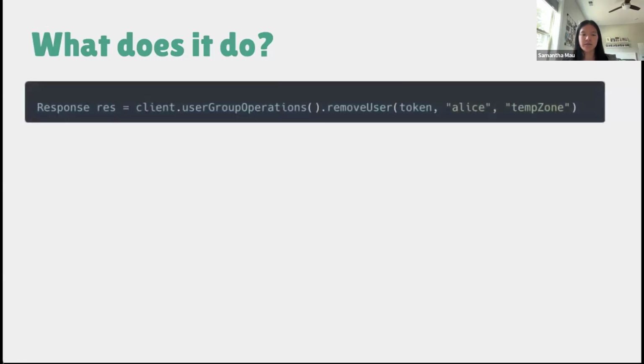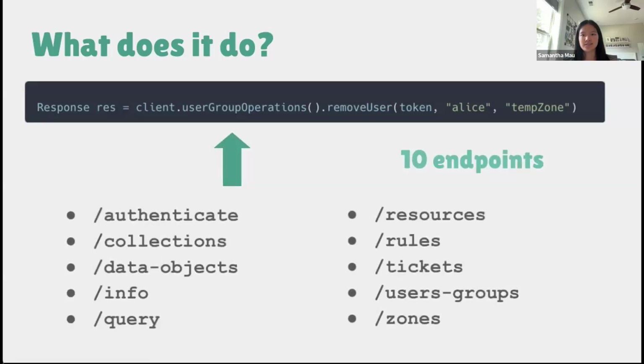From my discussions with the other interns and from what I observed in the existing wrappers, we decided that using a method chaining approach should be best. So here, the first method called corresponds to one of the 10 endpoints, such as user and group operations, and all 10 endpoints are listed here.